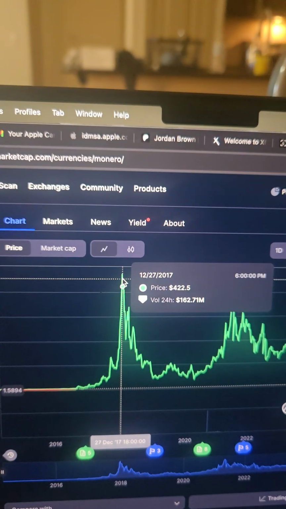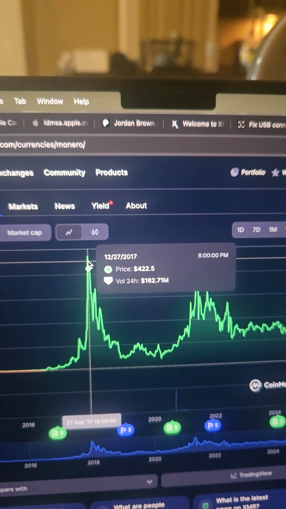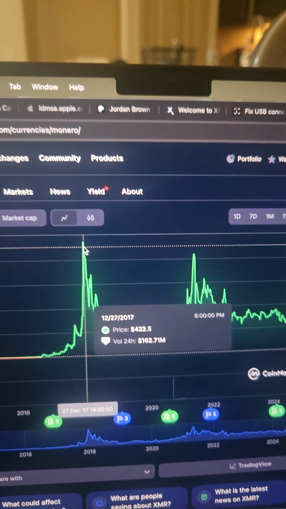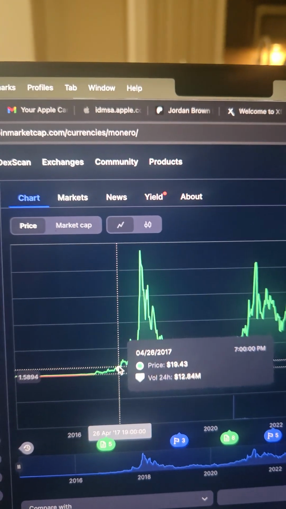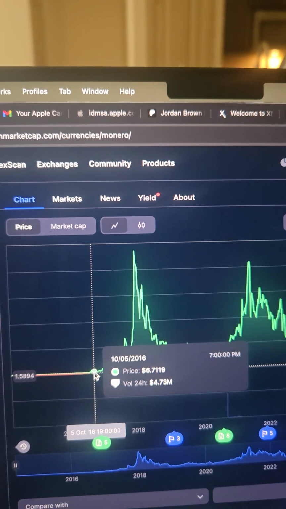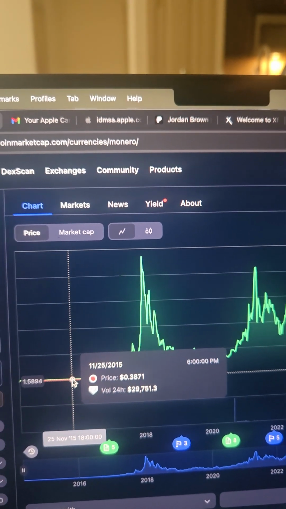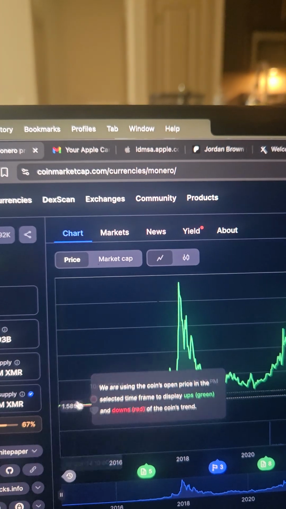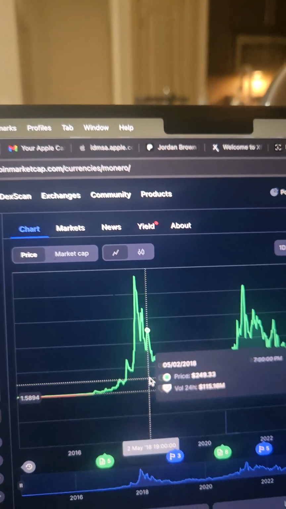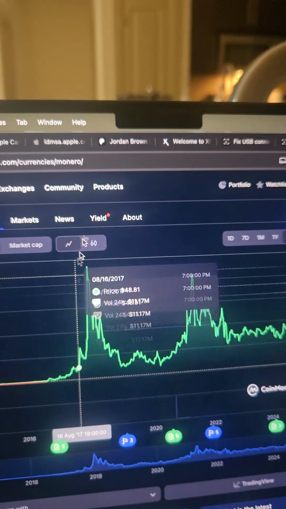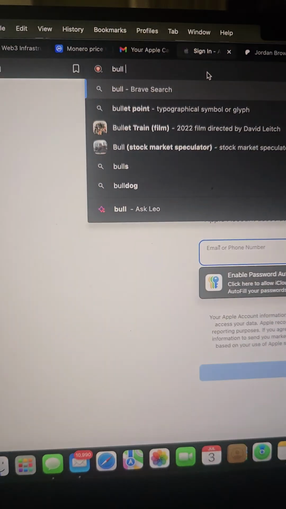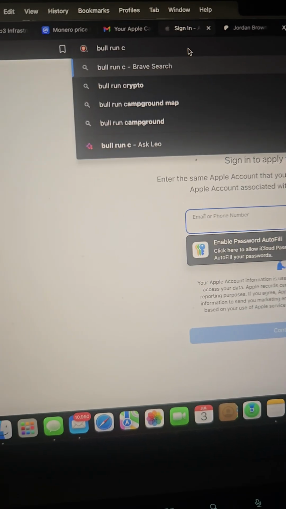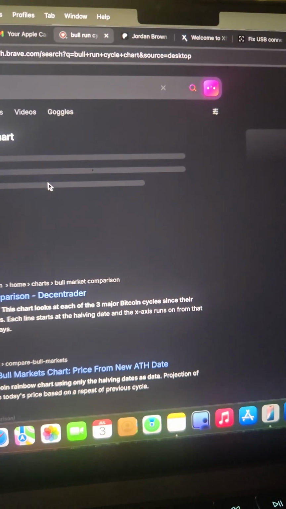Now, after 2017, that cycle, it left the bull run, because this is a bull run from 2014 here. So 2014 to 2017, this is a bull run cycle. And I'm going to show y'all what I'm talking about, bull run cycles. Hold on. Okay. So here's the bull run cycles.